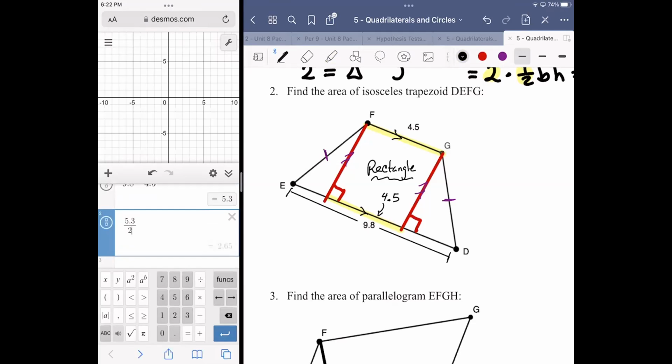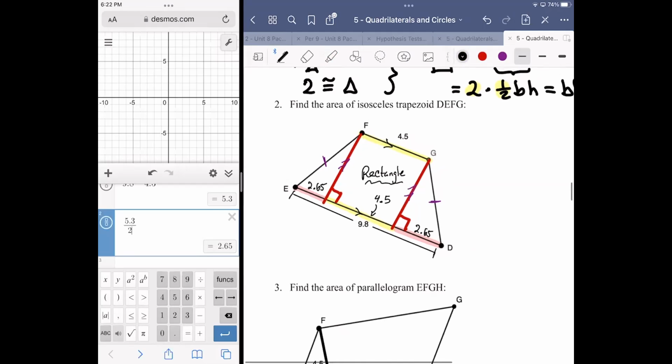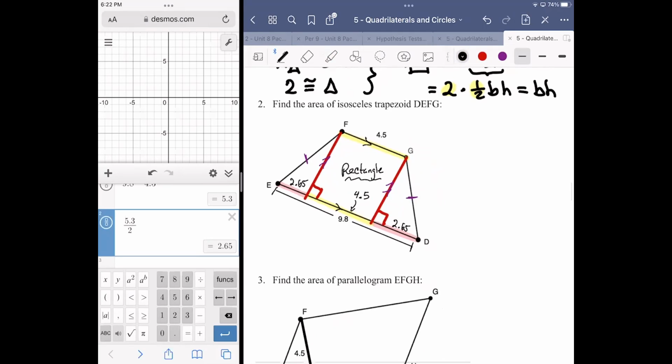5.3 split among the two fringes there would give us two little line segments here. Now the numbers aren't going to be pretty, so we're not going to expect our answer to be in simplest radical form. But this would have a value of 2.65, and this would have a value of 2.65. All right, so we have those dimensions. But we don't know this side here.